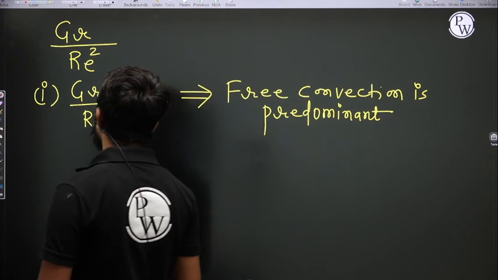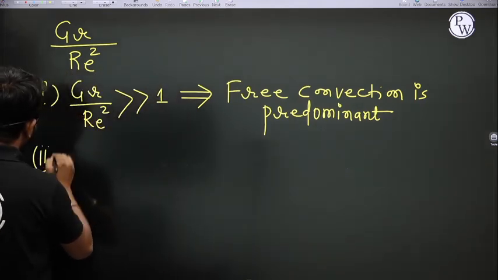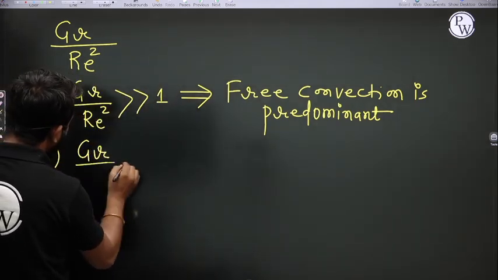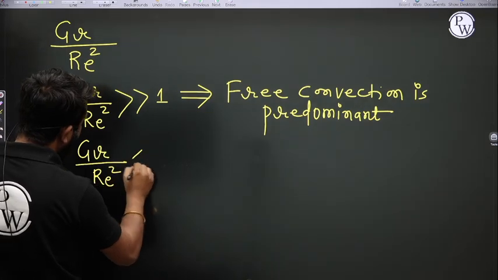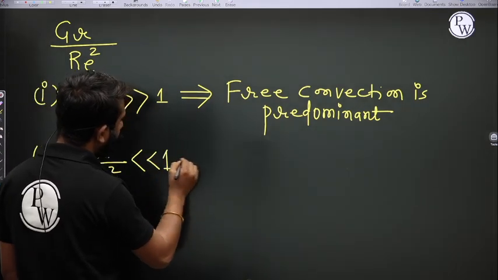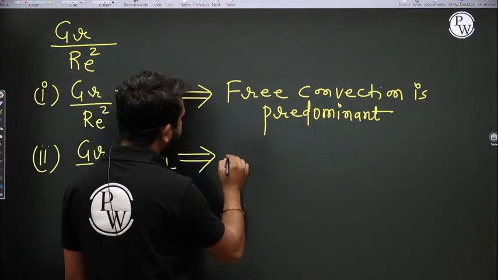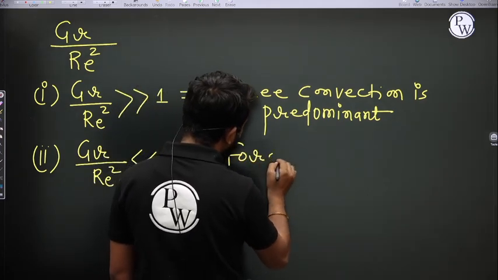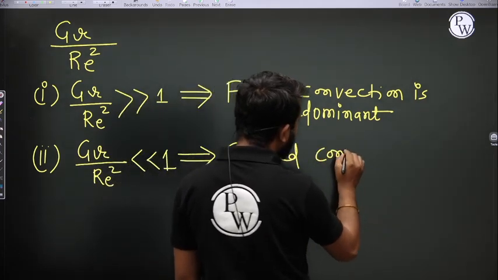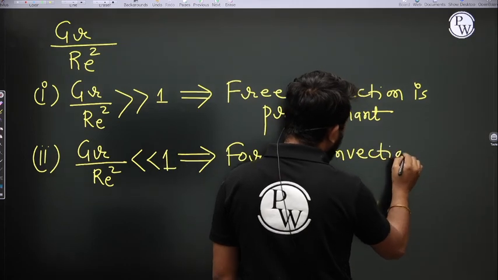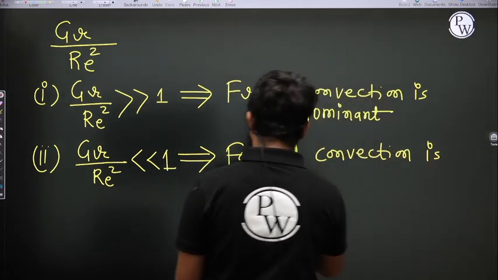Predominant, right? The second possibility is if Grashof number by Reynolds number squared is very, very much less than 1. In such a case, forced convection is predominant.